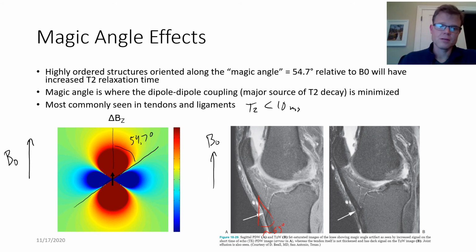So this is common in tendons and ligaments and can be confused for something else. This tendon is normally dark because the T2 is so short. The tendon T2 is more like 1 millisecond. Ligaments are a little longer. So you'd expect it to be black. If you see signal in there, that maybe means some fluid accumulation or something, but if you see signal in there and the tendon is oriented at the specific angle, then it could be a magic angle effect.